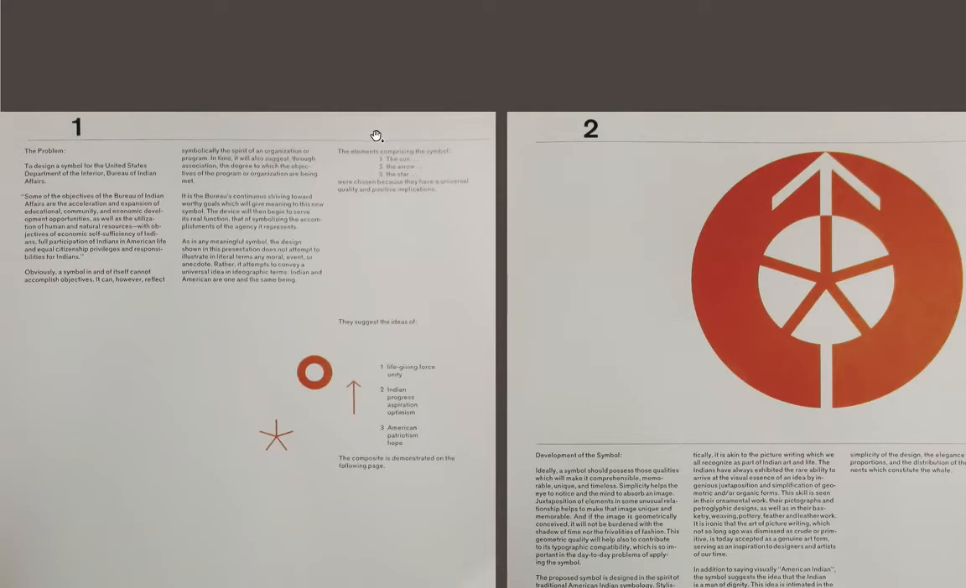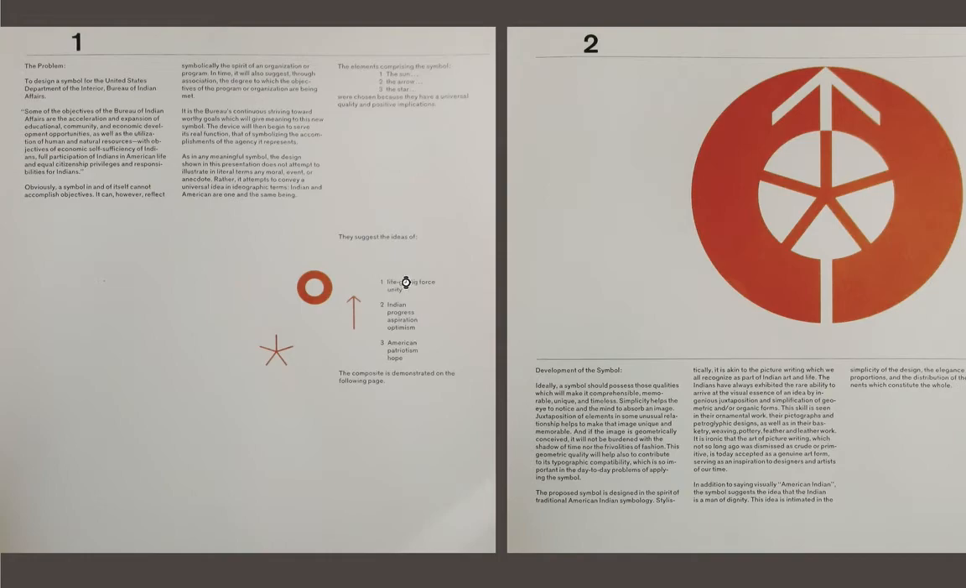So the elements that he chose to use, and again, you can see, extremely simple, not difficult on a technical level, but it has to have the meaning and it has to have the reason why behind it. So the elements comprising this symbol here, he picked the sun, the arrow, and the star, and he tells you why here. The sun, life-giving force. The circle itself, which is also connected to it, is unity. And the native progress, aspiration, optimism.